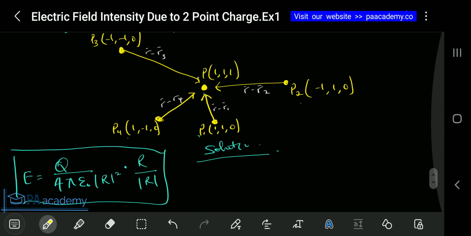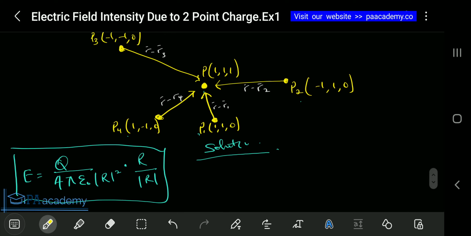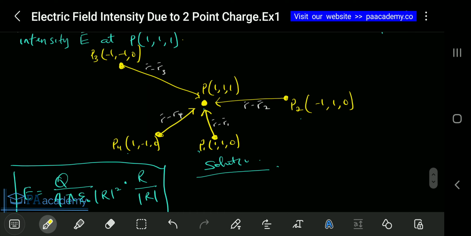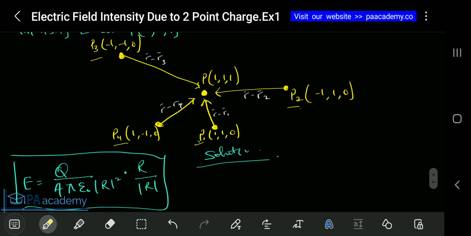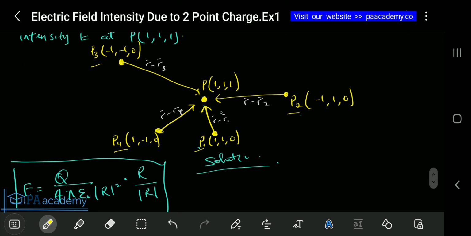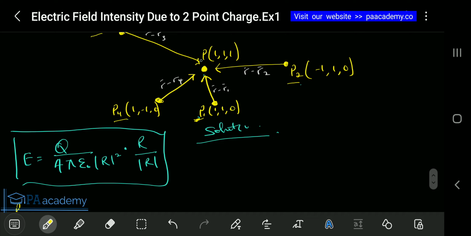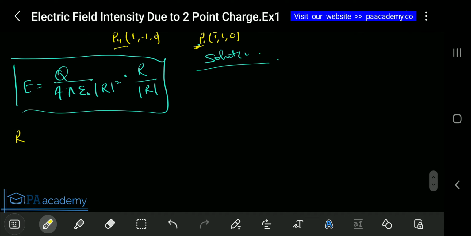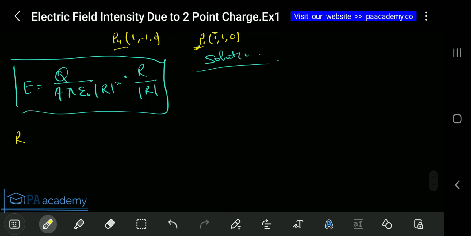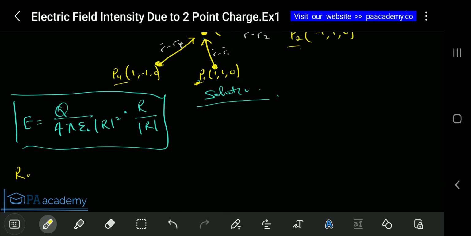Now, the first thing we also need to get is the unit vector and its magnitude for each of these charges, that is for P1, P2, P3, and P4. We are going to calculate their unit vectors. Let's start with that of P1. Let's calculate the unit vector of P1 on P. For us to do that, let's call it R1. This P at the center, let's call it P naught, and represent its magnitude with R naught 1.